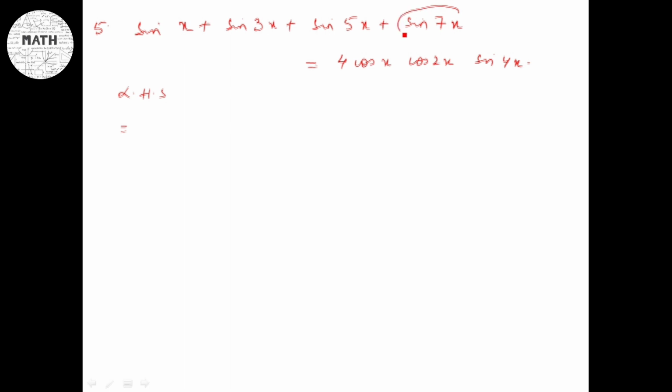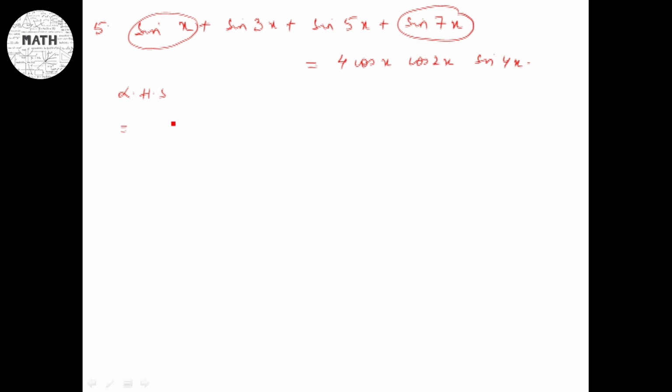Your question number 5 is given to be sin x plus sin 3x plus sin 5x plus sin 7x is equal to 4 cos x cos 2x sin 4x. Okay, same thing, let me take your left hand side. By the way, whenever you get a question of this type where you have plenty of terms and addition is there, always try to add the highest term with the lowest one. So what's the highest term? The highest term over here is your sin 7x, and what's the lowest term? The lowest term is your sin x.